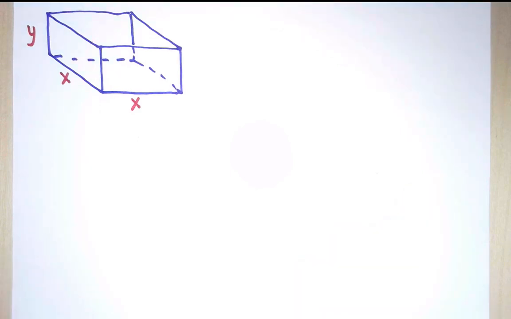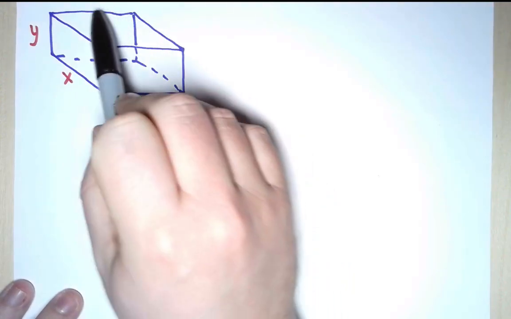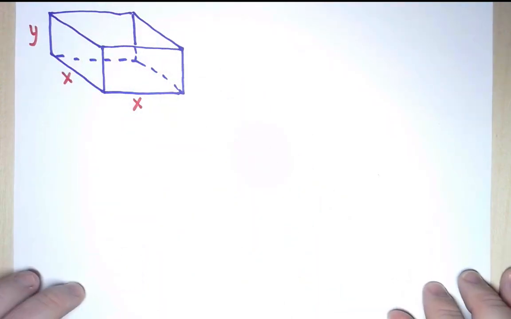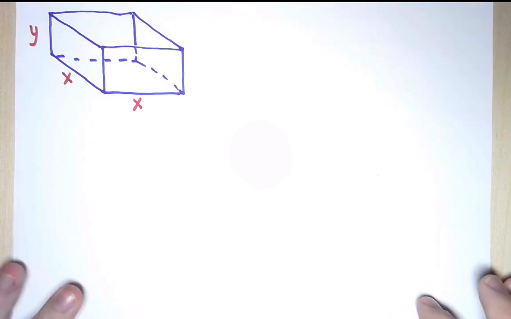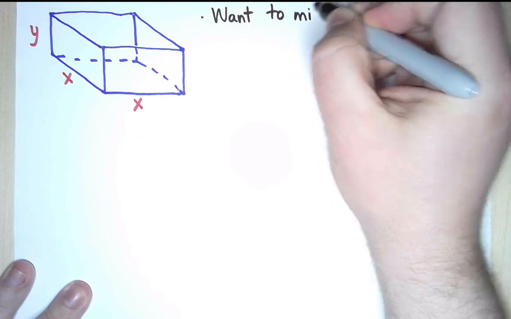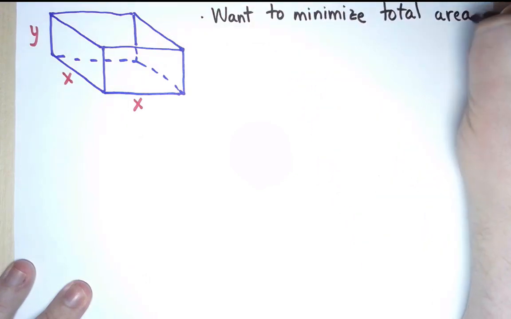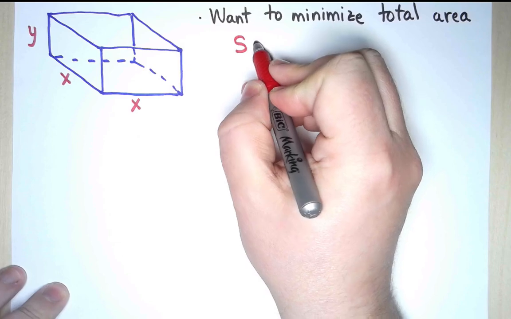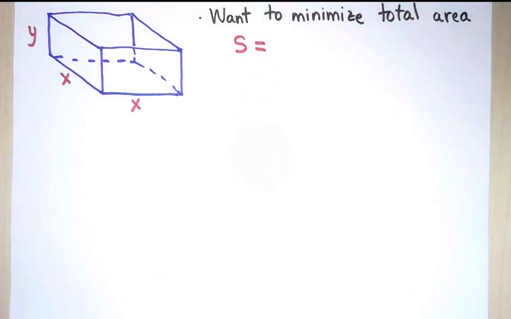In this question, I want to spend as little as possible on the materials. What that means is that I want the total surface of all the 5 walls I'm building to be as small as possible, because that will use the smallest possible amount of material. So I want to minimize the total area. I'm going to call the total area S for surface. So let's figure out what it is.